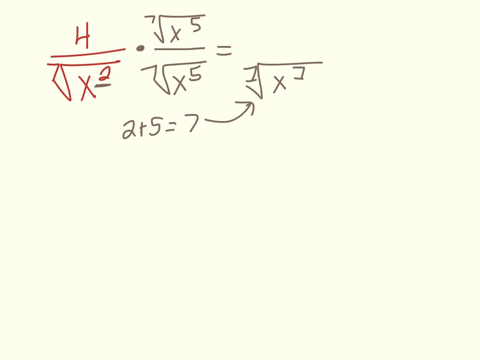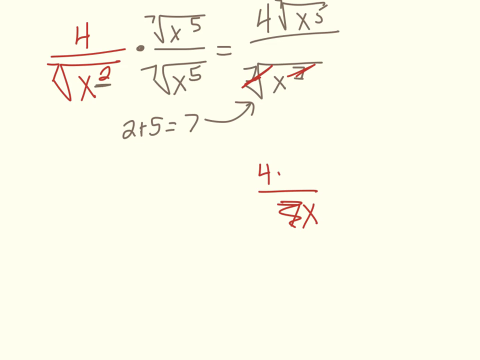So when I multiply across on the top, I get 4 times the 7th root of x to the 5th. And on the bottom, I get the 7th root of x to the 7th. Well, these pieces cancel, and now on the bottom, I get x. And on the top, I get 4 times the 7th root of x to the 5th.